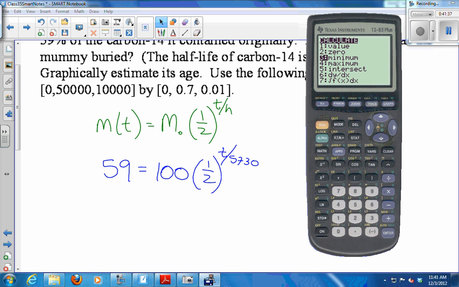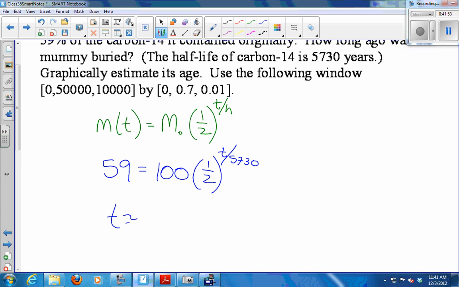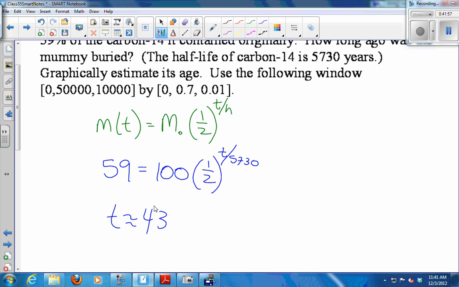So I could do second, calculate, intersect, enter, enter, enter. And I get 4,361.7 years old. So T is approximately 4,361.75.